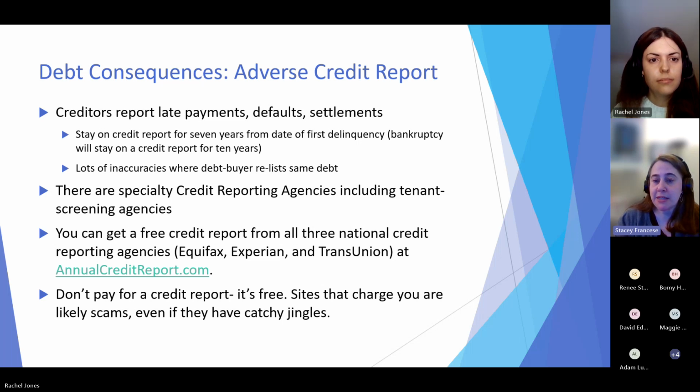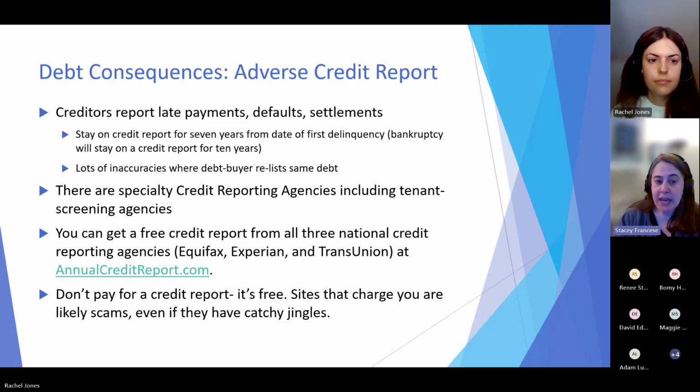Sometimes there are inaccuracies on credit reports. If that happens, you can dispute it with each of the 3 credit reporting agencies, and they'll investigate and decide whether or not to remove it. Sometimes a consequence is that landlords use tenant screening agencies, and sometimes that can involve pulling credit reports. So if you have negative credit, that can affect your ability to get housing in certain circumstances.